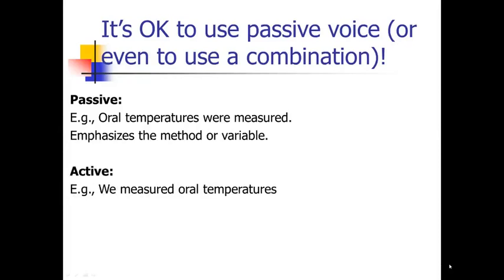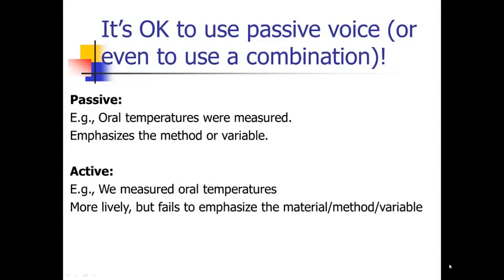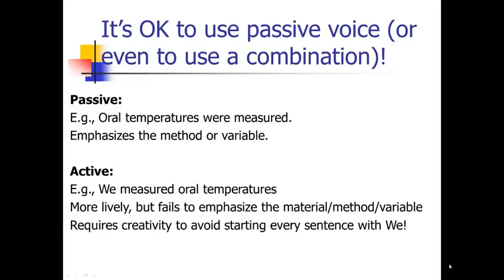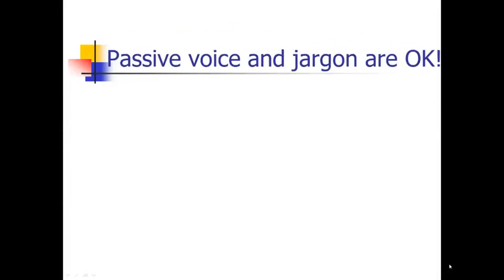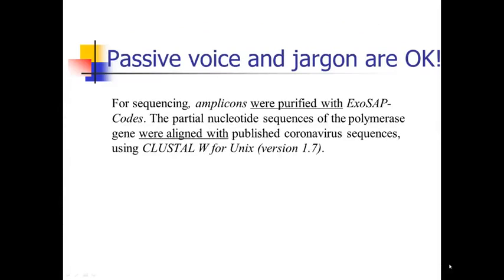The active voice here would be "we measured oral temperatures," and that's okay, it's more lively, but again, it fails to emphasize the material, method, or variable. So that's a drawback. Also, in order to put the whole methods section in the active voice, you have to be really creative, because it's mostly the authors who are doing all the actions. To avoid starting every sentence with "we," you're going to have to be very creative, and it's probably just not worth that much effort. So if you want to use some passive voice, go ahead in the methods section. Passive voice and even jargon are okay in the methods section.